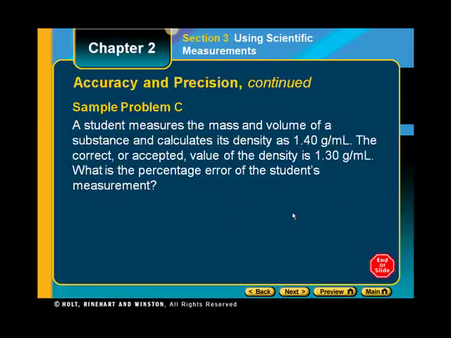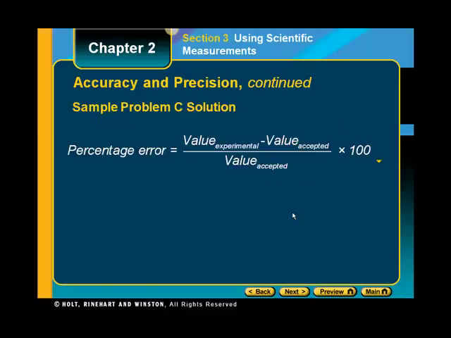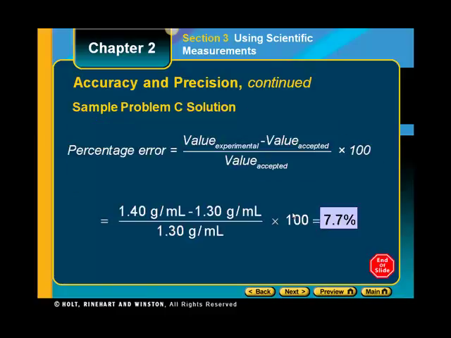So for example, if a student measures the mass and the volume of a substance and then calculates density as 1.40 grams per milliliter, and the correct or accepted value of the density of that material was actually 1.30 grams per milliliter, what will the percent error of that student's measurement be? Well, if we use that formula, we plug in our numbers, we get 7.7% error.